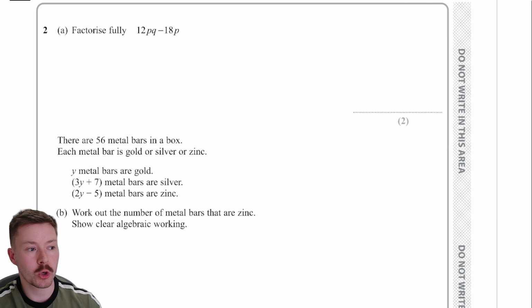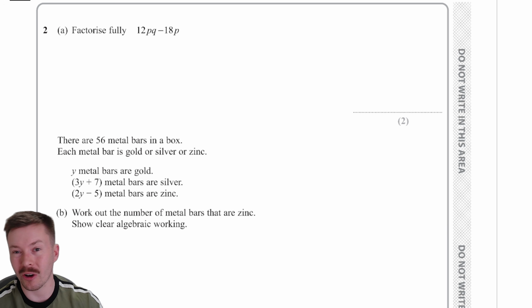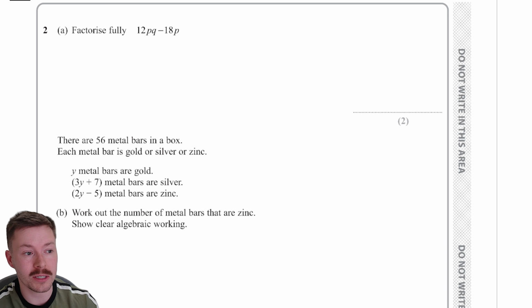Question 2. 2 part A is what I would call a standard factorising question. Now it's not a quadratic. We don't have the highest power being squared, so we're not going to have 2 brackets normally for something that doesn't have, well, ever actually, highest power of 1 in this case. We've got p to the power 1, q to the power 1. So we look at our numbers first, 12 and 18.